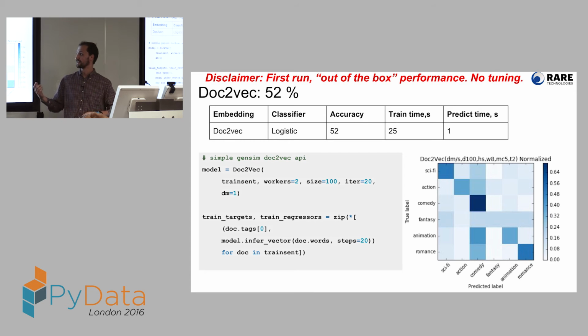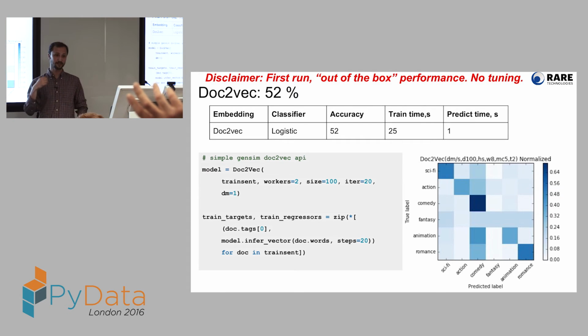Yeah, so in general, it gives me 52% accuracy as well, just same as before. And this is the Gensim API for Doc2Vec, just one line. You give it your training set. You say how many threads you want to use, how big the dimension should be. I chose a 100 dimensional vector space, how many iterations you want to do, and which model specifically you want to use. This is a DM 100 dimensions, hierarchical sampling model.